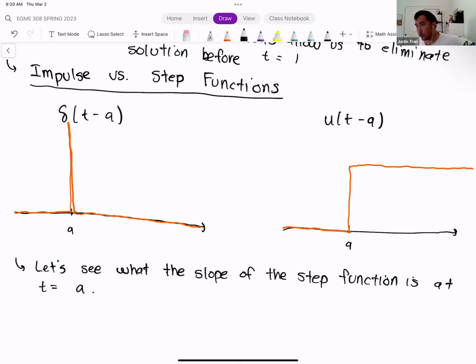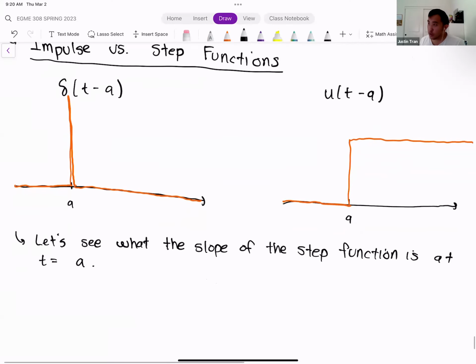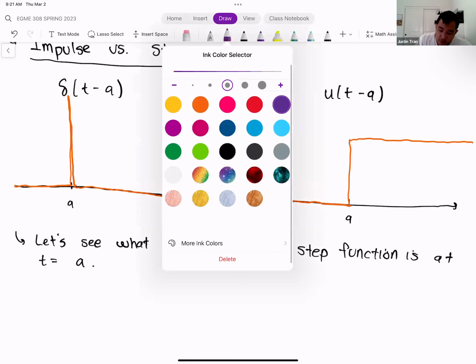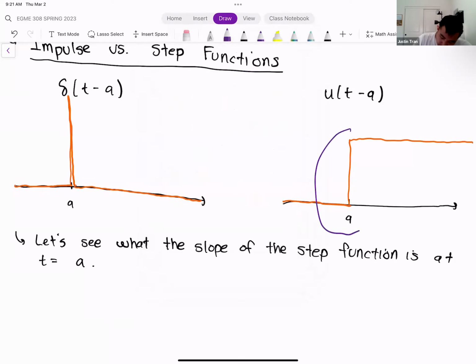In particular, let's look at what the slope of the step function is at t is equal to a. All right, so let's look at our step function. The step function is basically 0 up until t is equal to a, and then once t is equal to a, we shoot up to a value of 1, right? And so geometrically, if you look at this function, at t is equal to a, we basically have a vertical line.